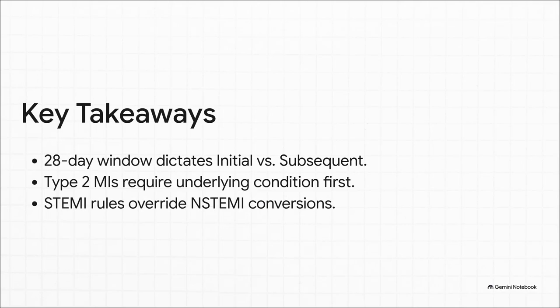All right, let's lock in the key takeaways from today's explainer. Number 1, respect the 28-day clock to perfectly differentiate your initial, subsequent, and old MIs. Number 2, for Type 2 demand ischemia MIs, the underlying cause always takes the principal slot. And number 3, never ever downgrade a STEMI on your claim. It always overrides any NSTEMI conversions.